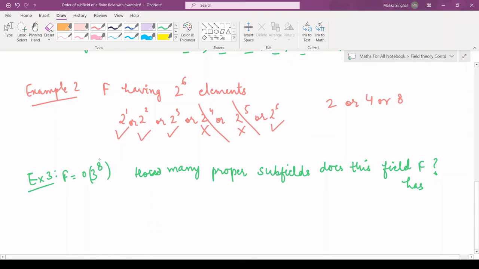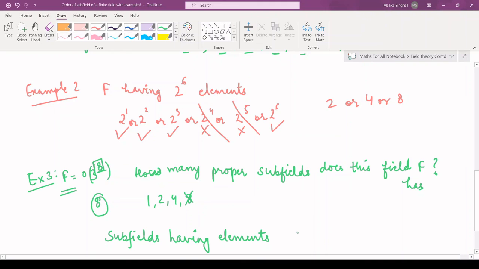You just have to look for the divisors of this 8. So we clearly have 1, 2, 4 and 8, but we will not take up 8. Why? Because it would result in the improper subfield, as it would lead to the field itself. So that is why we'll only take the subfields having 3 to the power 1 or 3 to the power 2 or 3 to the power 4 elements.